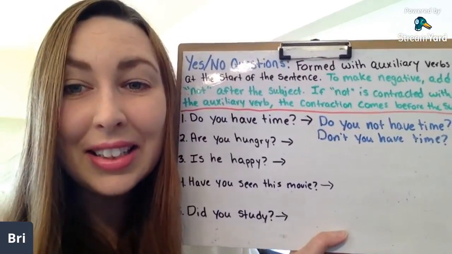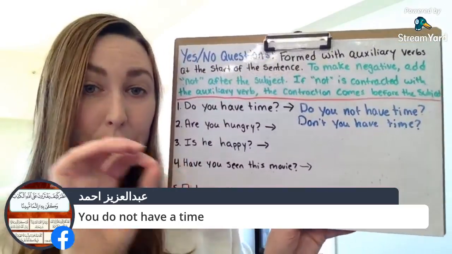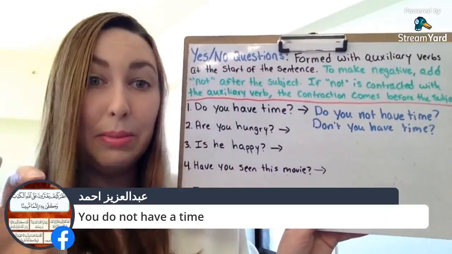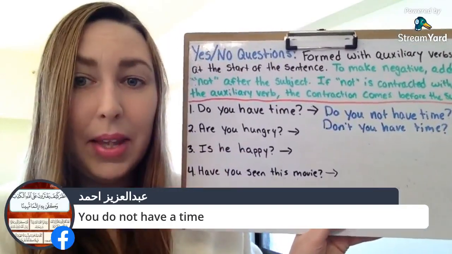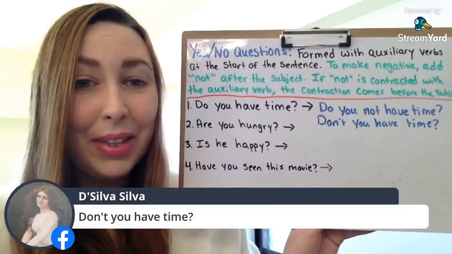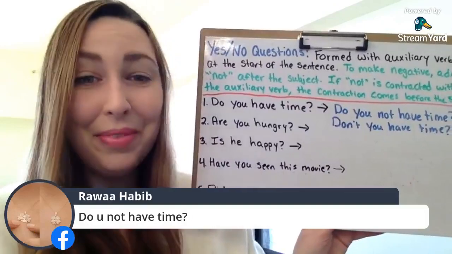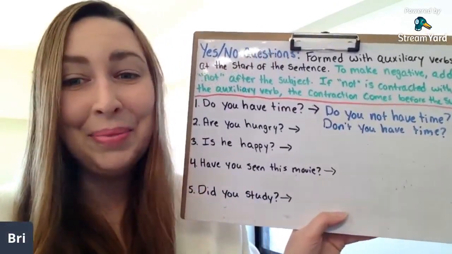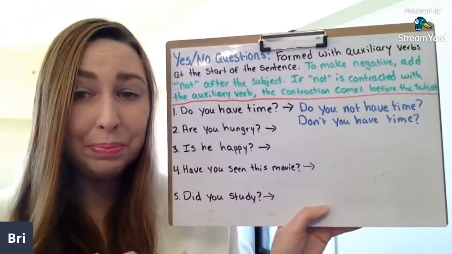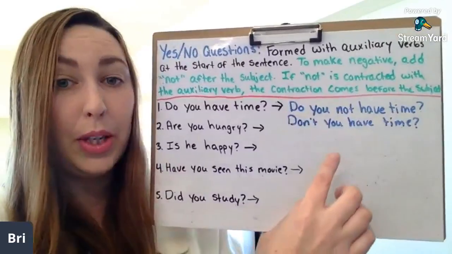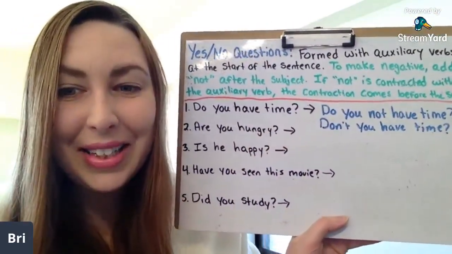Very good. So this way, you do not have time. That is a statement. So you're saying as a fact, you don't have time. You do not have time. But as a question, yes. Don't you have time? Or do you not have time? Very good. But I would recommend the contraction. Usually when native speakers are speaking, we usually always contract just as our habit, right? Very good.